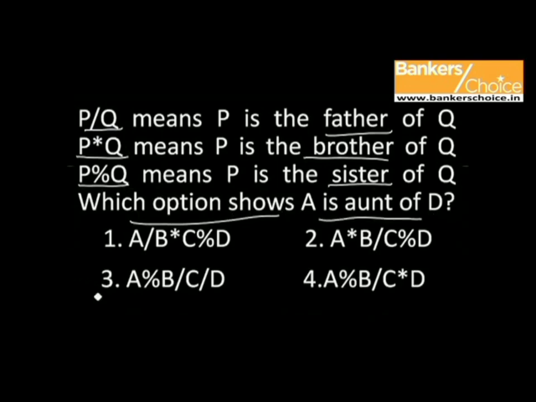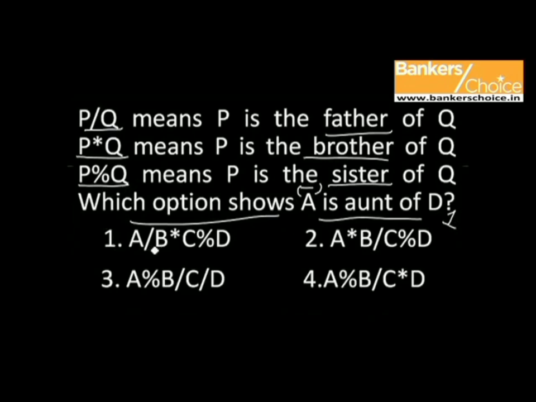These type of questions can be solved by simply eliminating the options. As we know that A is aunt of D, it is very clear that A is a female person. That means it can be represented with a minus sign. And as A is the aunt of D, the generation gap between A and D should be equal to 1. So whichever option satisfies these two conditions will be the required answer.